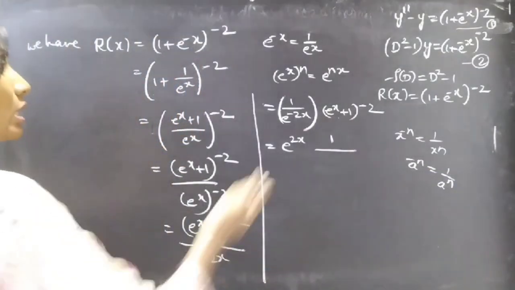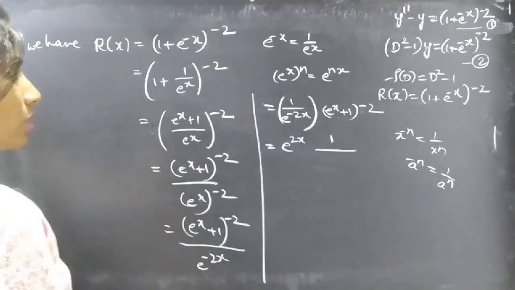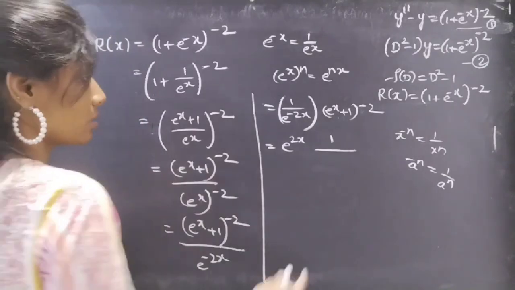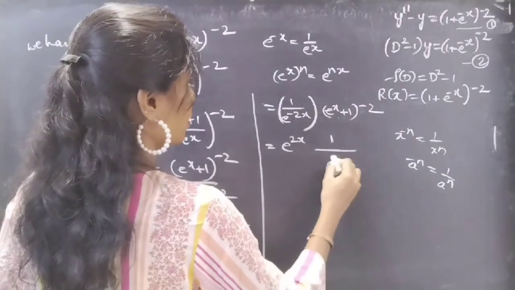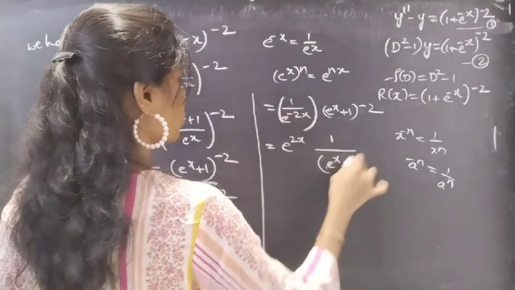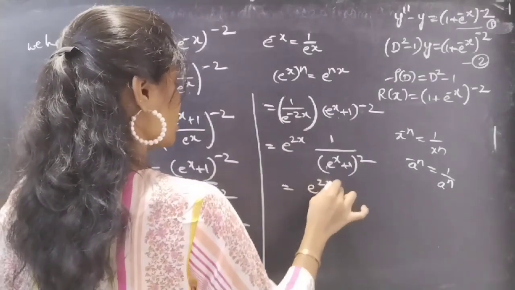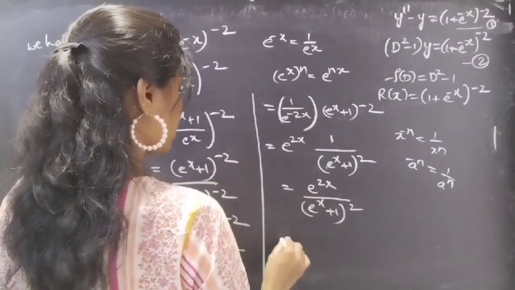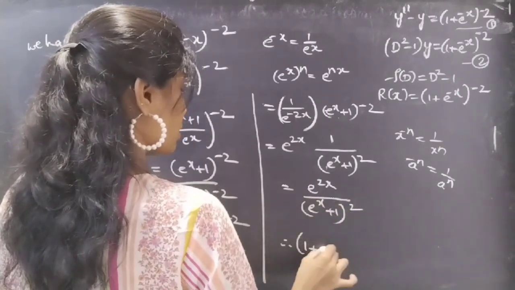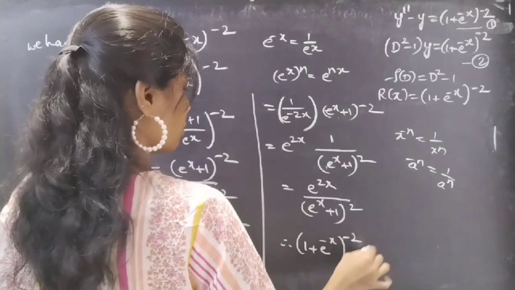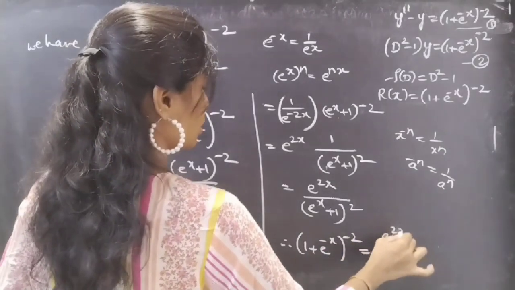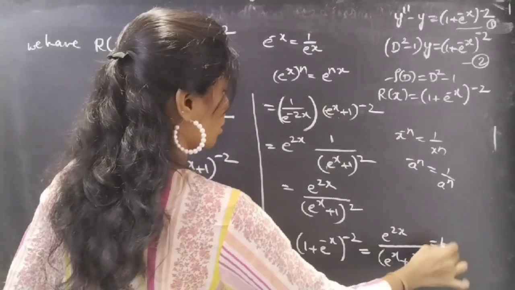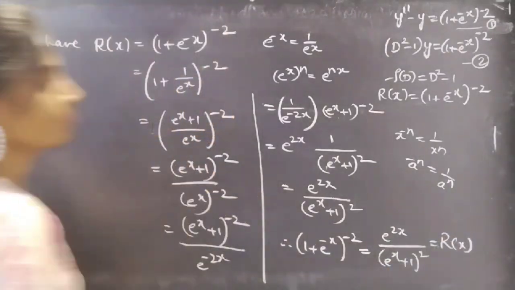So we can write (e power x plus 1) power minus 2 as, just consider e power x plus 1 as a, then you can write a power minus 2 as 1 by a power 2, which is 1 by (e power x plus 1) whole square. Now this becomes e power 2x by (e power x plus 1) whole square, right? Therefore (1 plus e power minus x) power minus 2 can be written as e power 2x by (e power x plus 1) whole square, which is our r of x, right?